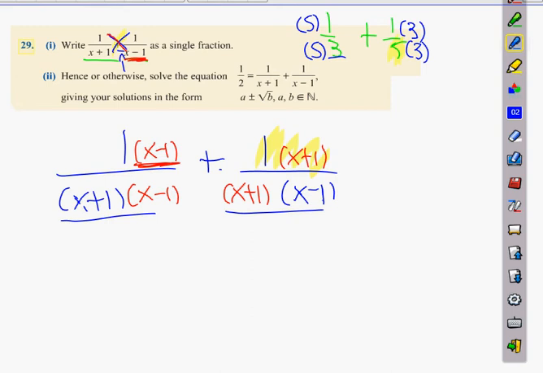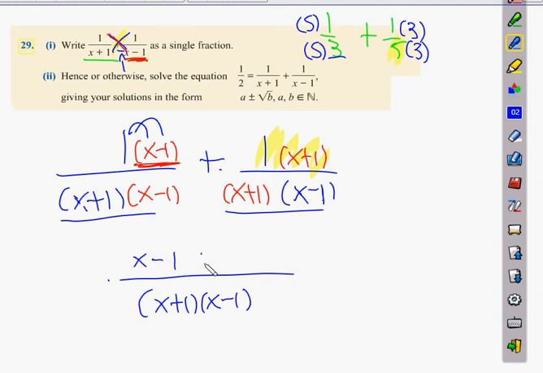Now once you've done that, what I'm going to say next is you leave the denominator as it is on the bottom: x plus 1, x minus 1. And then you multiply it out. What happens when you multiply it out? What you get is 1 times x minus 1, x minus 1 plus x plus 1, and you get 2x all over x plus 1, x minus 1.